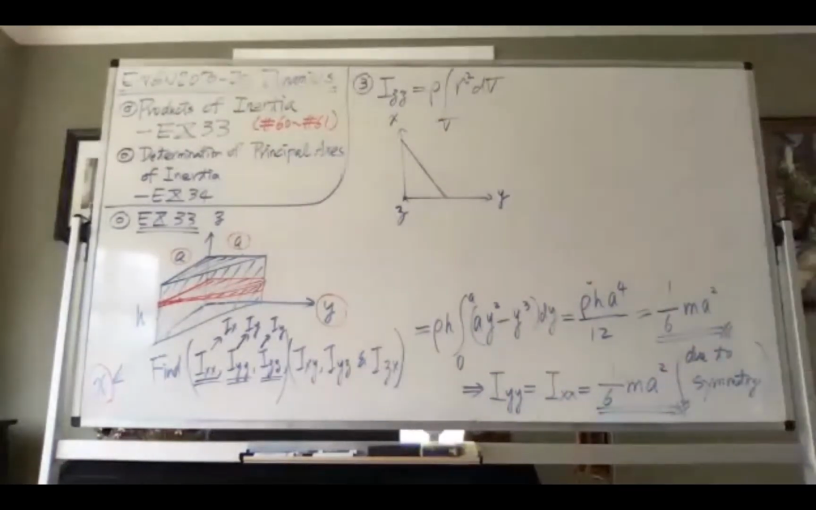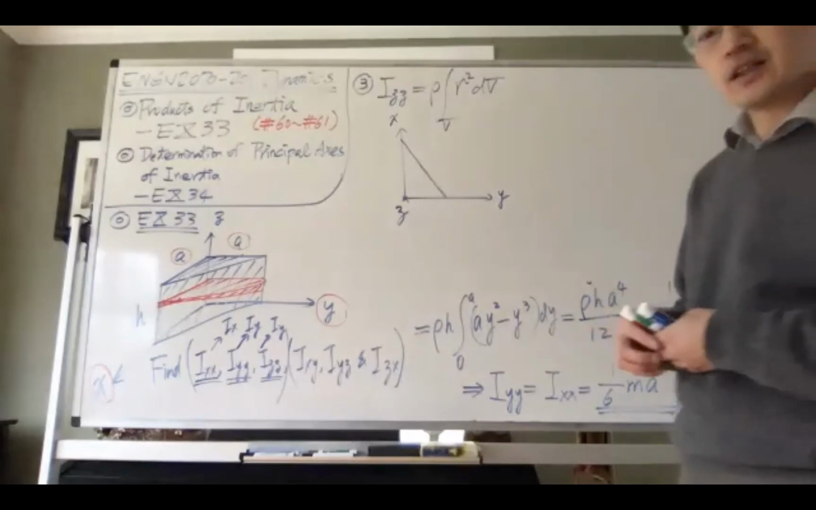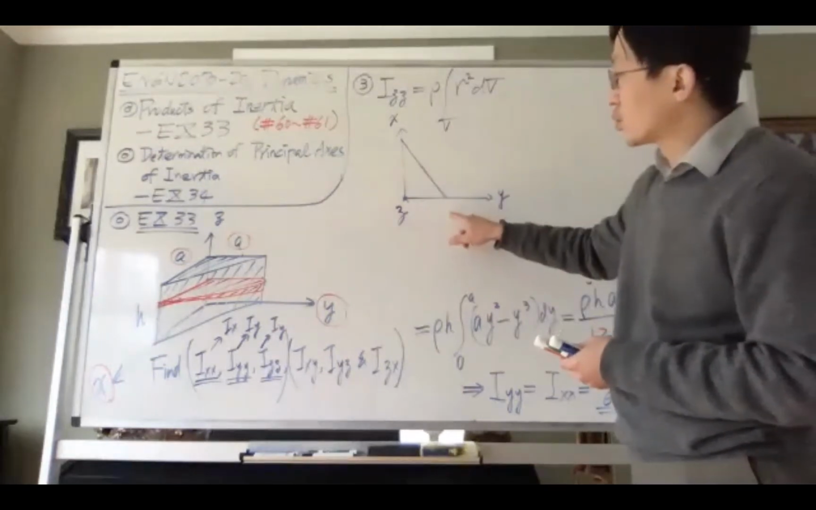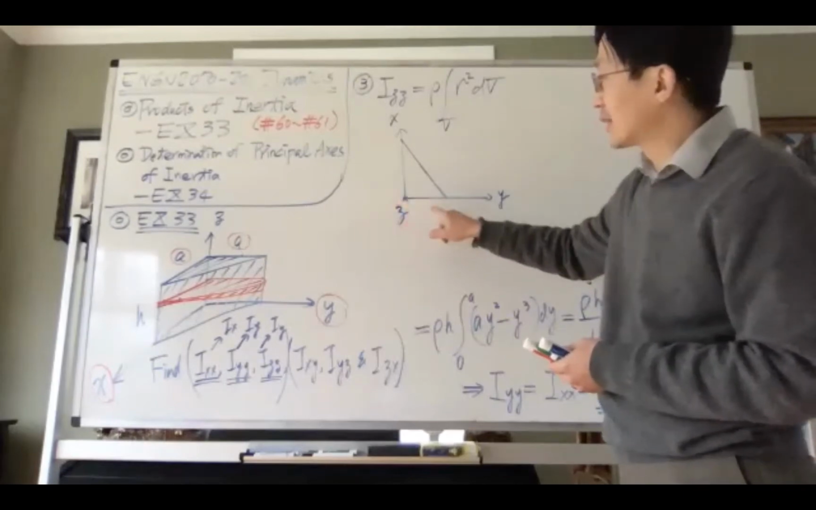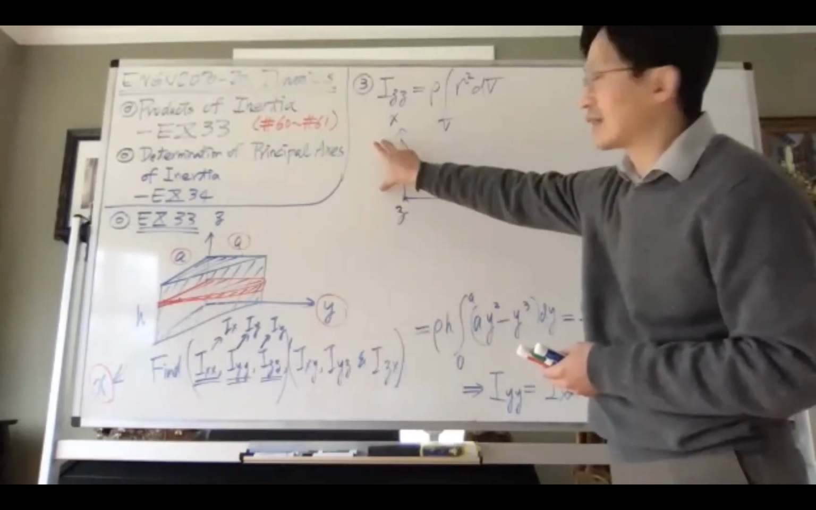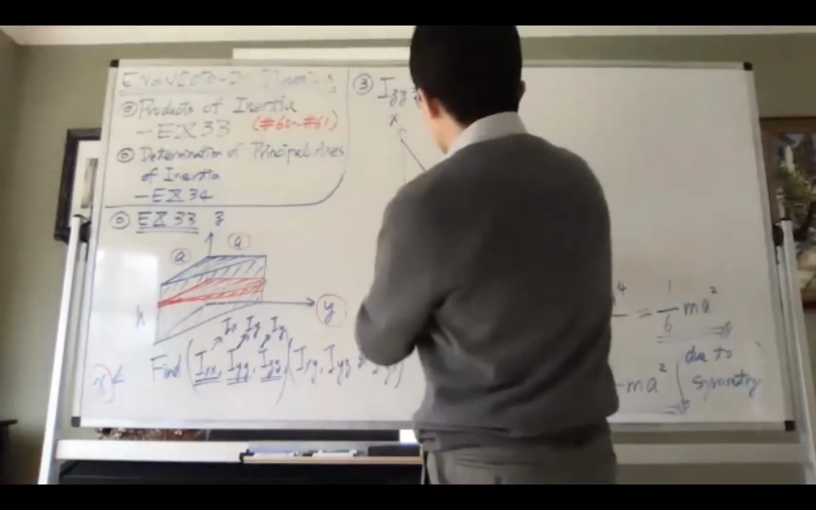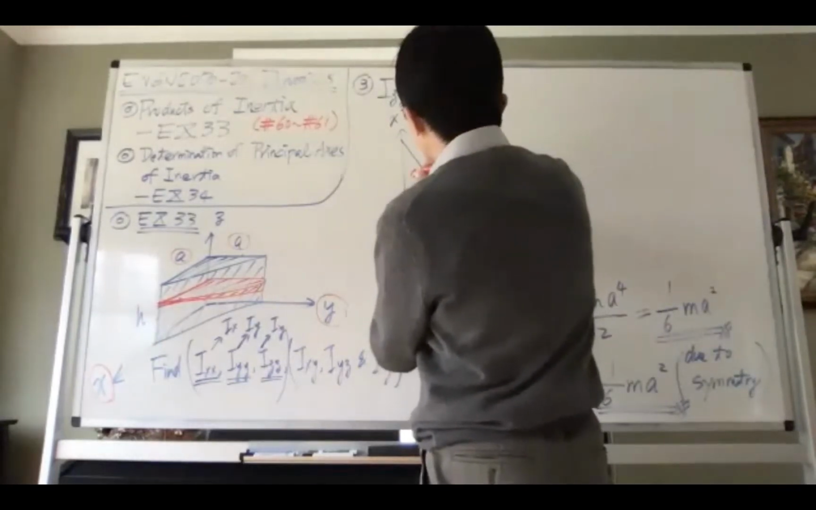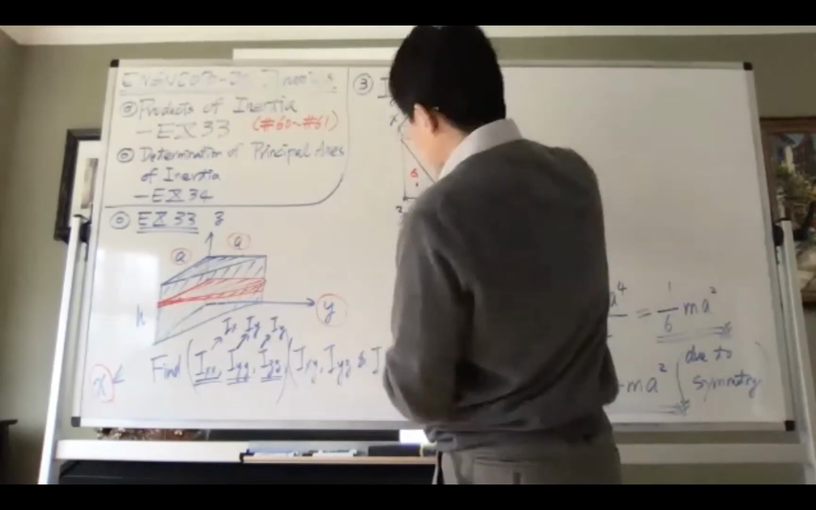Now, what is the center of gravity of this triangle? The center of gravity, if it's a triangle, is 1/3, right? From 0 on the x-axis, and also 1/3 of the length. So 1/3 of a and 1/3 of a. So the center of gravity is right here. This is G. Of course, it should be symmetric.